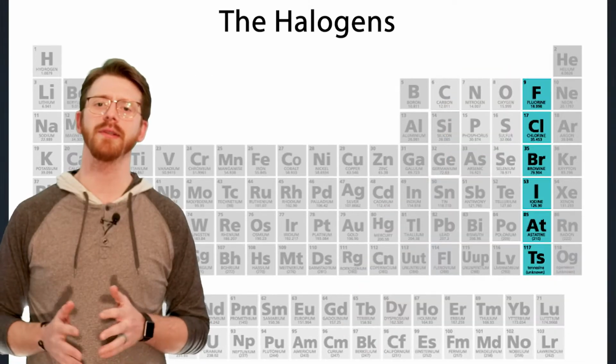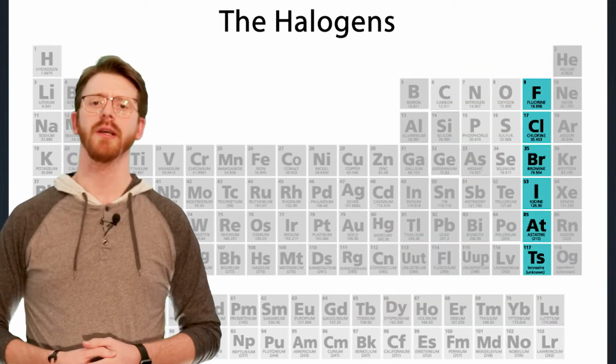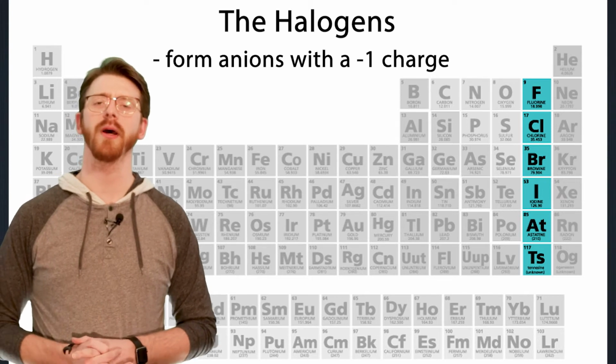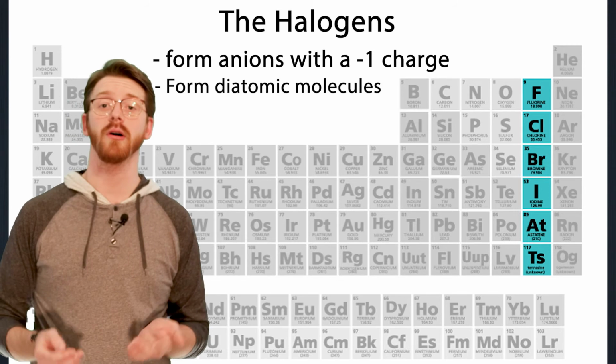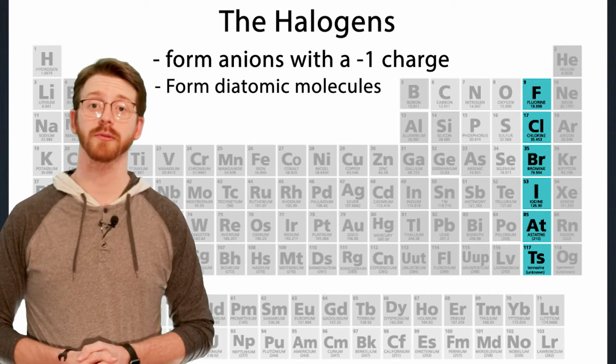Jumping over to group 17, we have the halogens. The halogens are nonmetals that react with metals to form ions with a -1 charge. The halogens also form diatomic molecules.